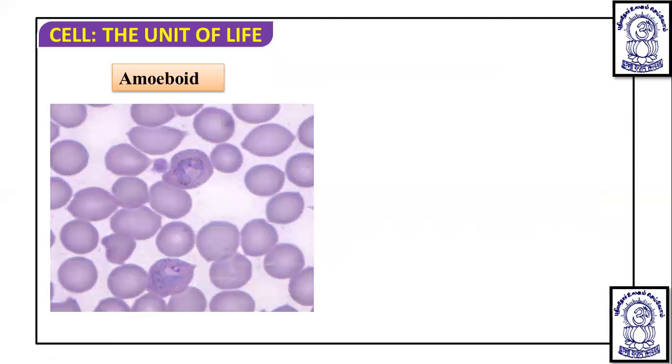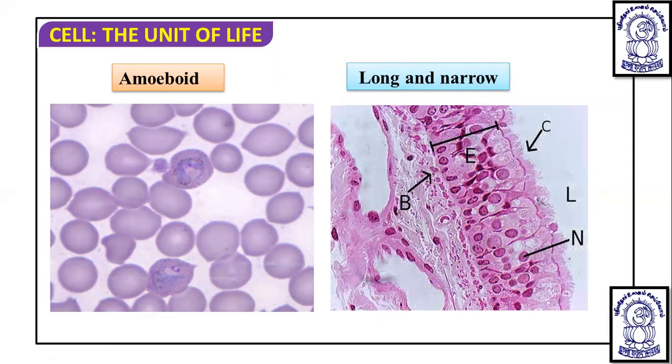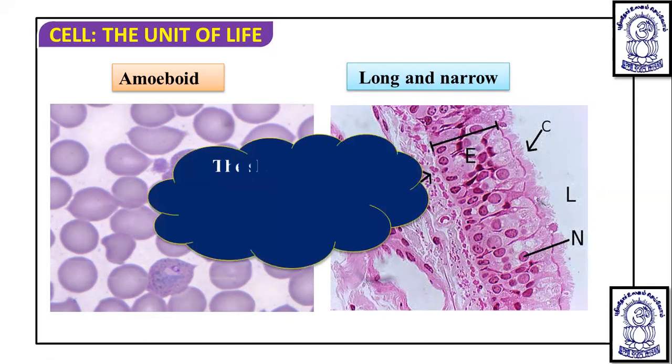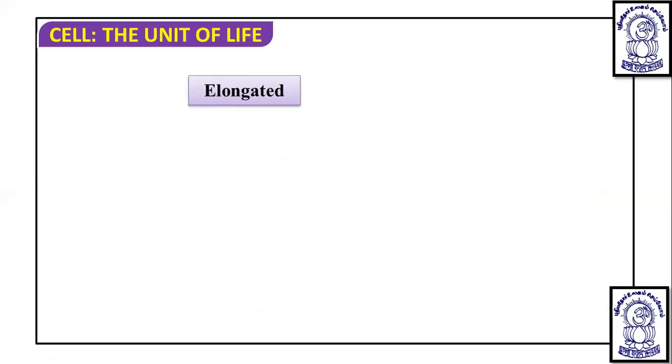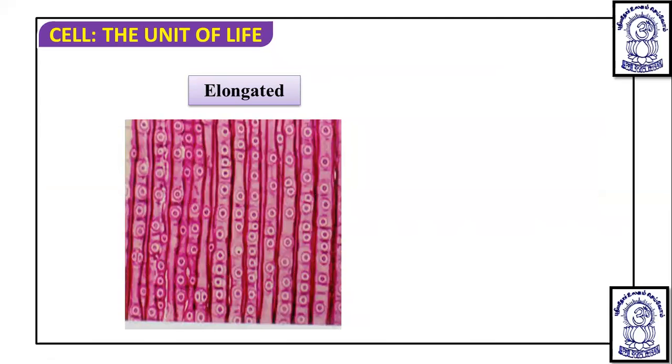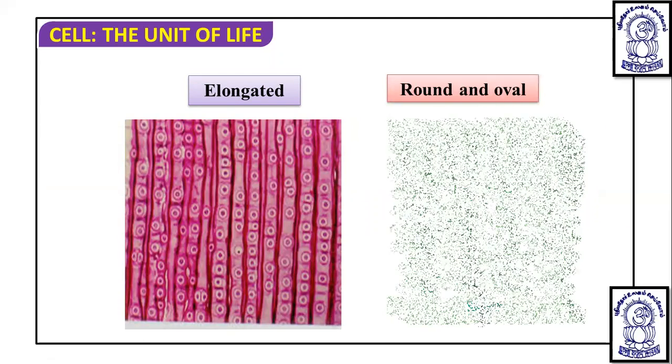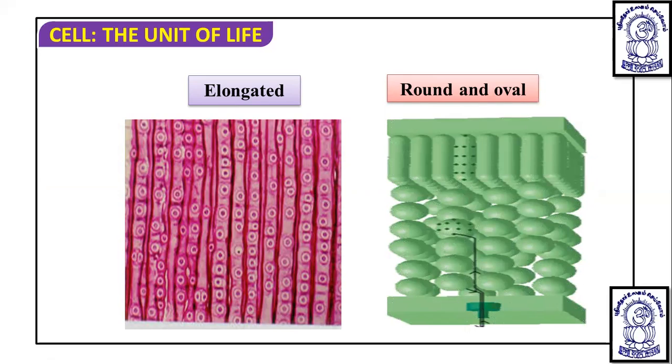Now, amoeboid cells look like this. Long and narrow cells will look like this. The shape of the cell may vary with the function they perform. Elongated cells will look like this. Round and oval cells will look like this. So these are the different shapes of cells you can see in different organisms.